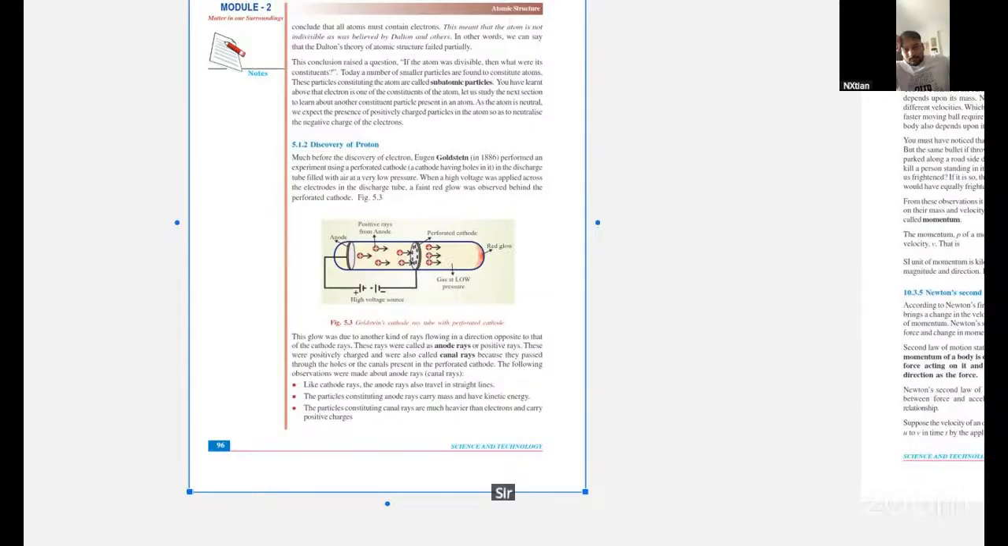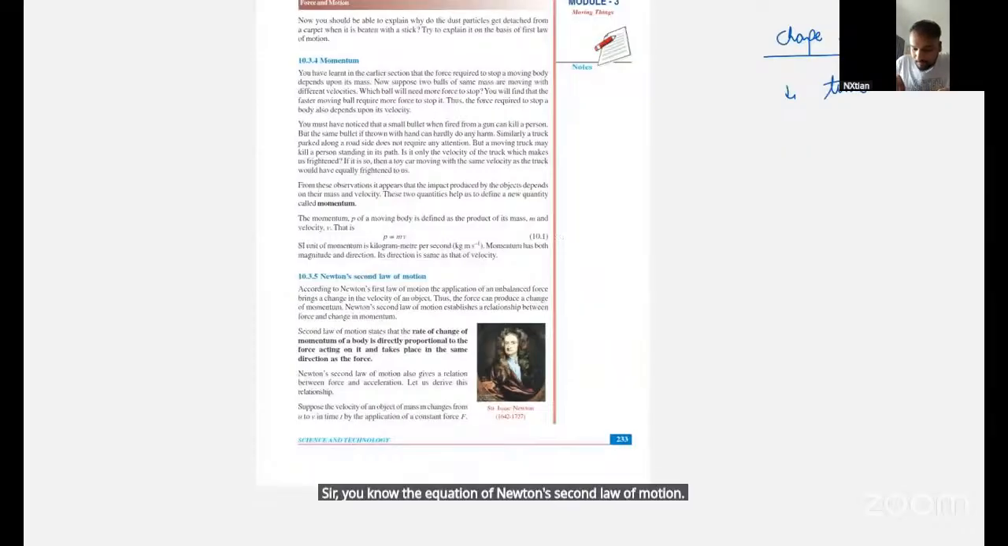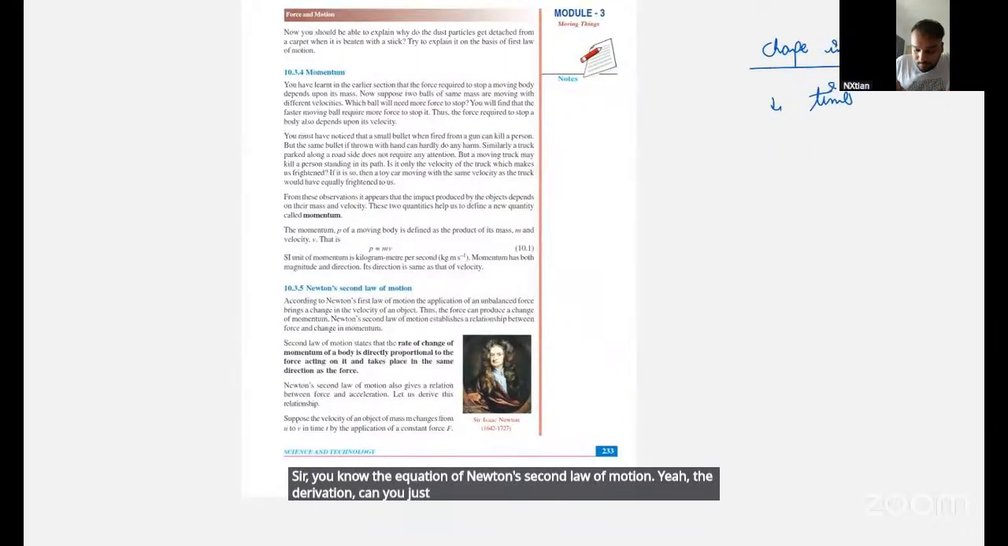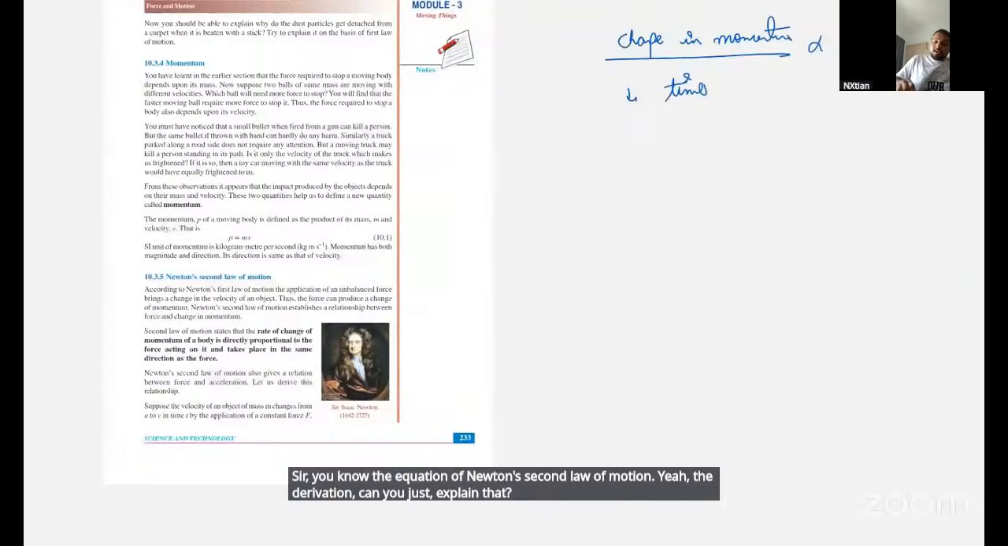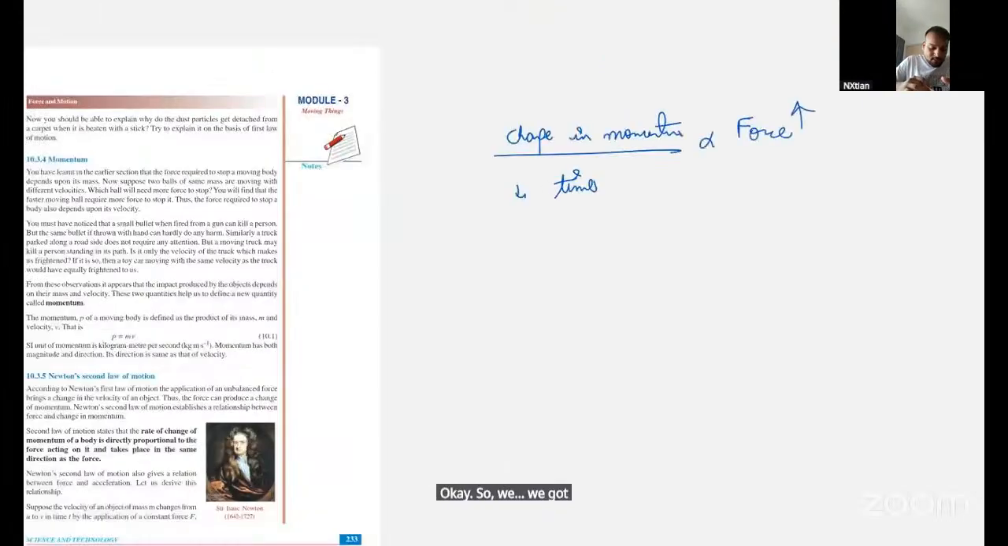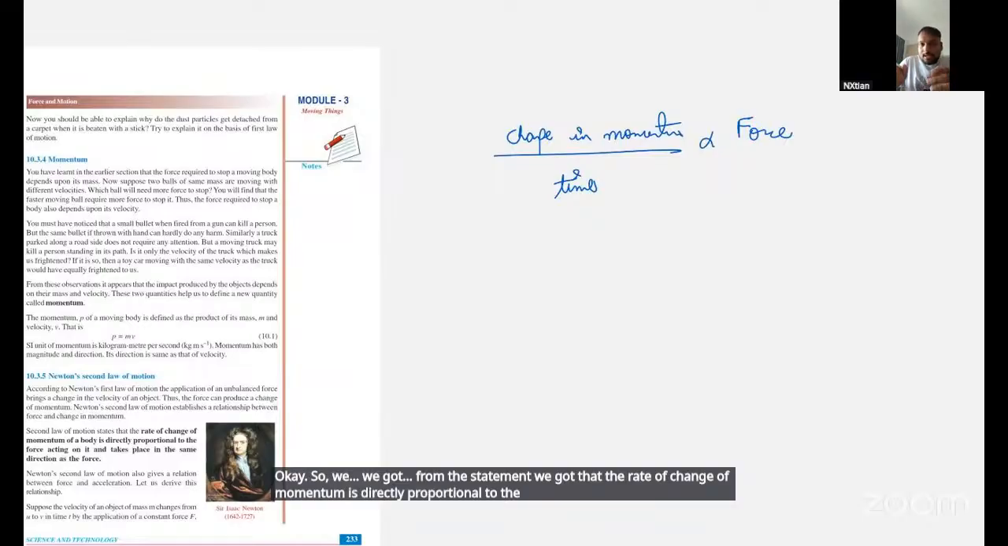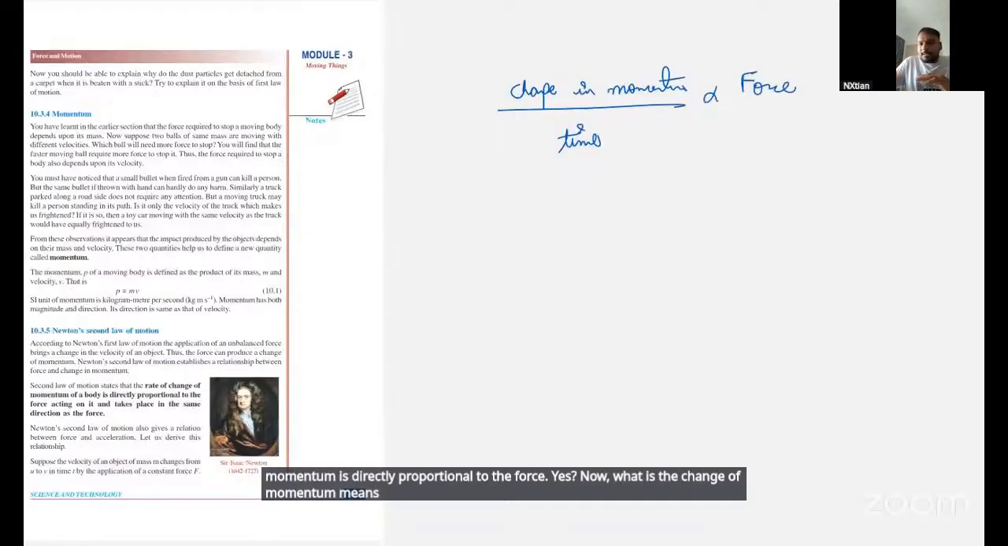Sir, you know the equation of Newton's second law of motion. The derivation, can you just explain that? Okay, so from the statement we got that the rate of change of momentum is directly proportional to the force. Now, what is a change of momentum? It means final momentum minus initial momentum.